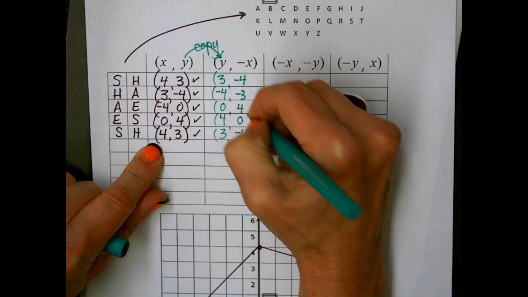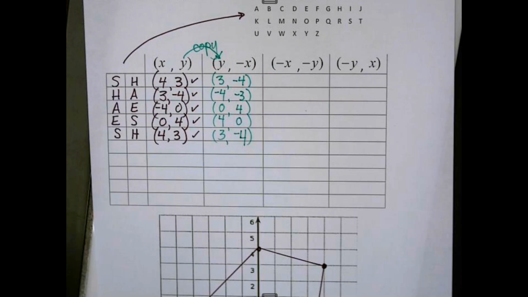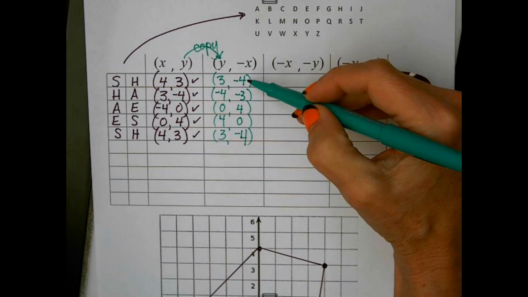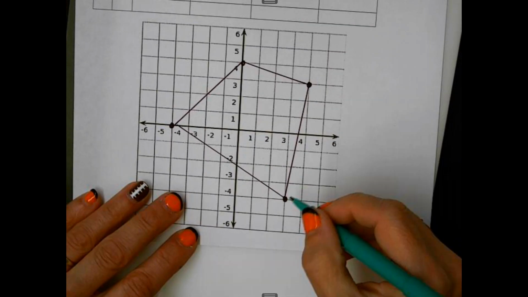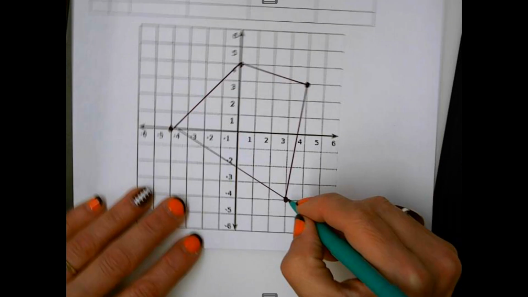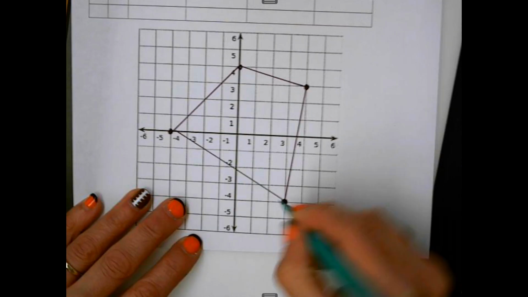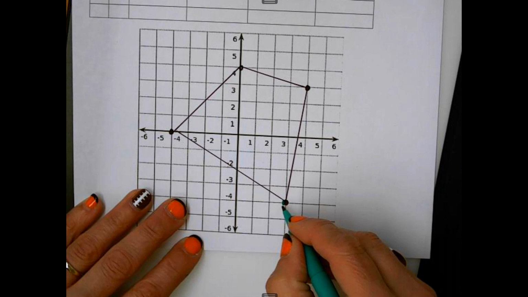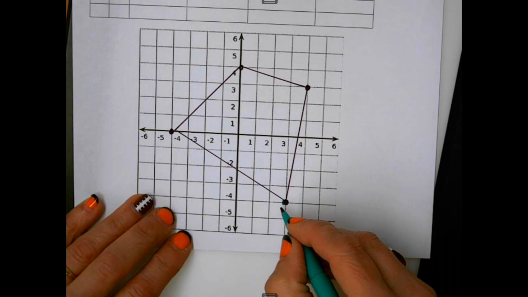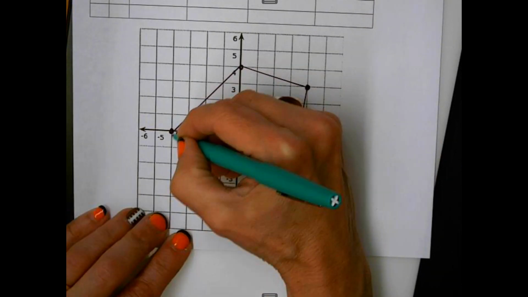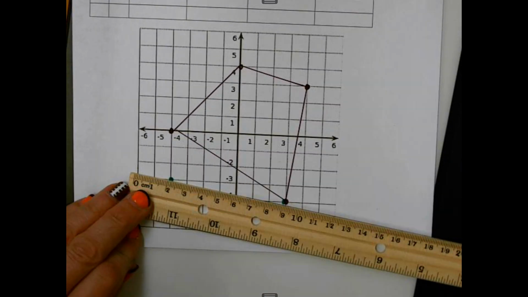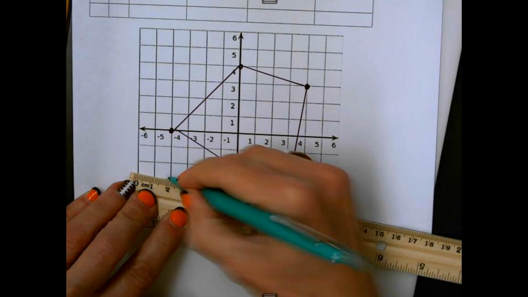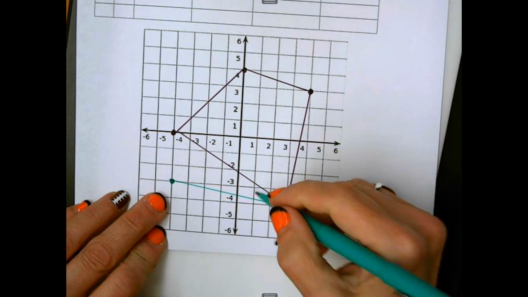And again, anytime you feel like you need to pause, feel free to do that. So now I'm going to connect these. So I start over 3, -4, which I already have plotted. Sometimes that happens. I'm going to kind of just go over the top of it. I'm going to connect that to -4, -3. And again, I use a ruler, make it nice and straight. I'm going to connect that to 0, 4. I already have that plotted.